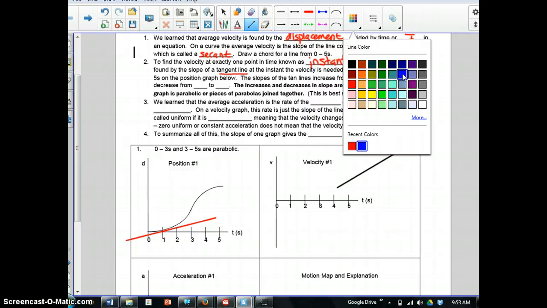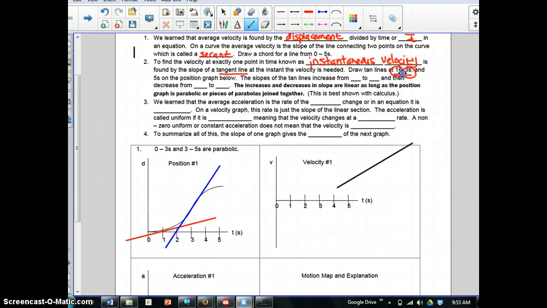So at 3, there's the line right here. I know it's going to be touching the curve at more than 1 point, but you want it to represent the slope at that specific point. Okay, so I'm going to try and get this right at 3. That's where it's the steepest, looks like.